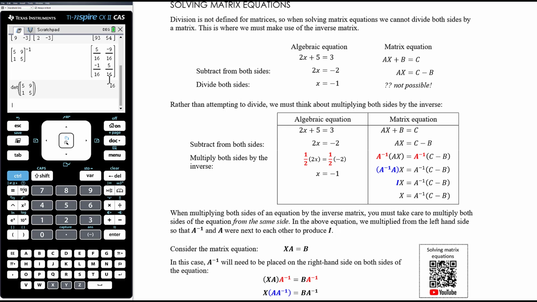Let's get into how this applies to solving, sorry, no, we're not yet. We're going to talk about solving matrix equations and then look at how that applies to simultaneous equations.